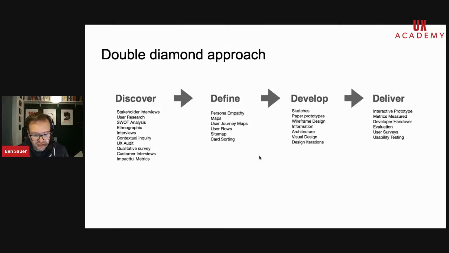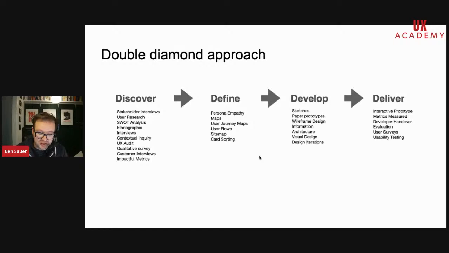Then in the definition phase, what do you do? Well, we often boil down our thinking to maps. You know, we make maps of the journey that somebody is going through. We do flows. We make site maps if we're making some sort of website or app. Card sorting, and you learn about empathy, right? You're really trying to empathize with the person you're designing for. So you boil all that down, you've got a good sense of what the problem is now and who we're designing for.